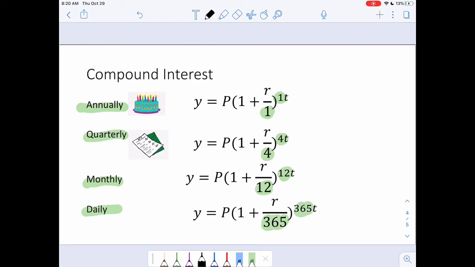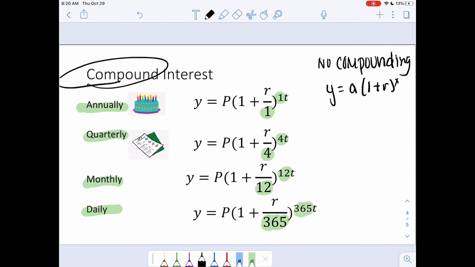If you're dealing with simple interest, where there's no compounding frequency, let's say no compounding, we'll still use our previous formulas. But if we see the word compounding, that's when there's an extra step involved in finding our multiplier.